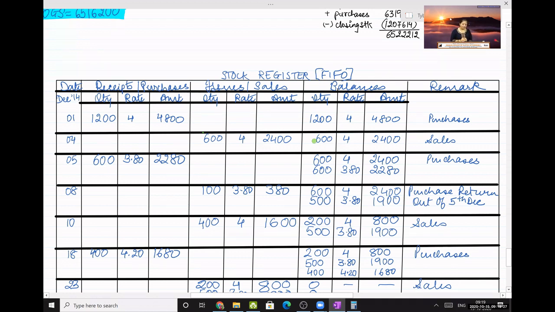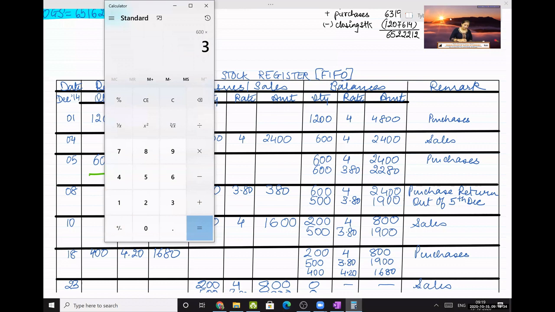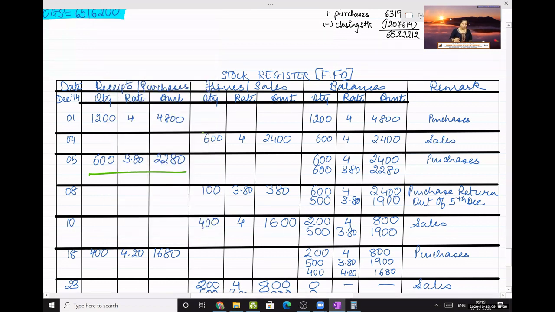Next, on the 5th, there is a purchase of 600 units at 3.8. 600 into 3.8 is 2280. Then write it in the balance column. What was purchased earlier has to be kept on top. This closing becomes the opening, and what was purchased later will be below. Remark: purchases.